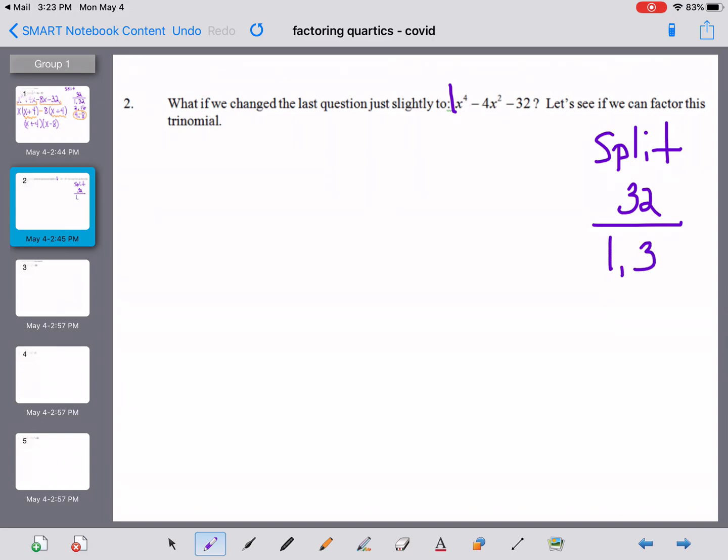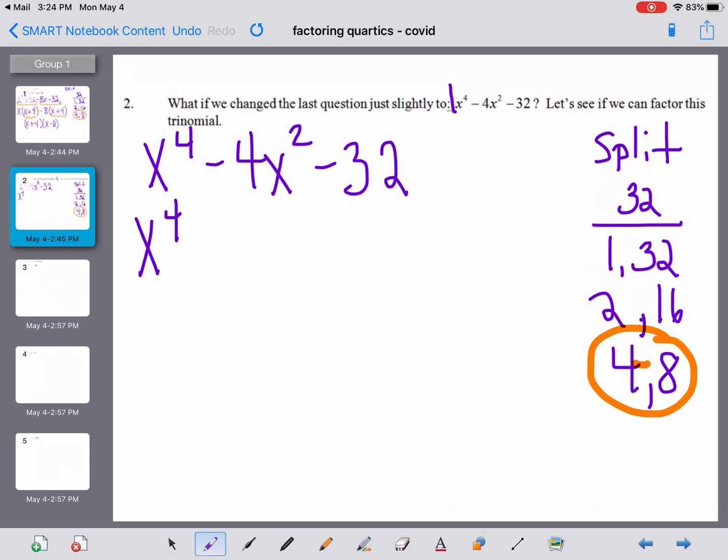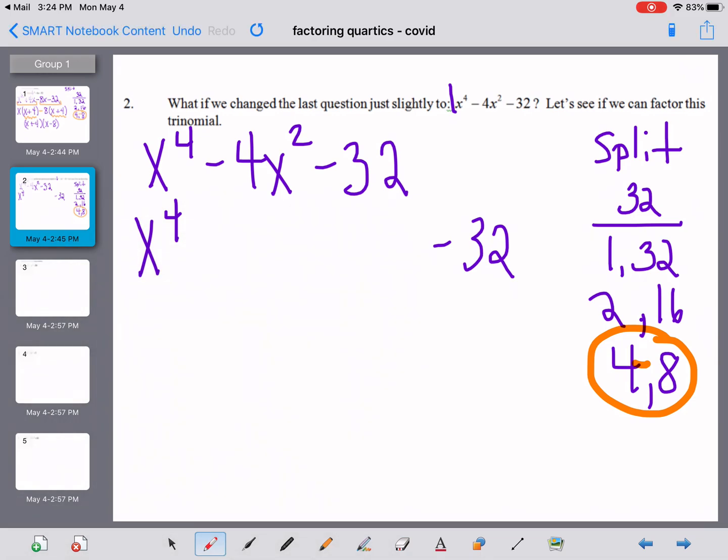We've got 1 times 32, we've got 2 times 16, we've got 4 times 8, and will any of those factors combine to be 4? Again, just like the last one, it's going to be 4 minus 8. And as I write this problem down, x to the 4th minus 4x squared minus 32, when we split the middle, we're writing the x to the 4th, we're writing the minus 32. But the middle is going to become plus 4x squared minus 8x squared.